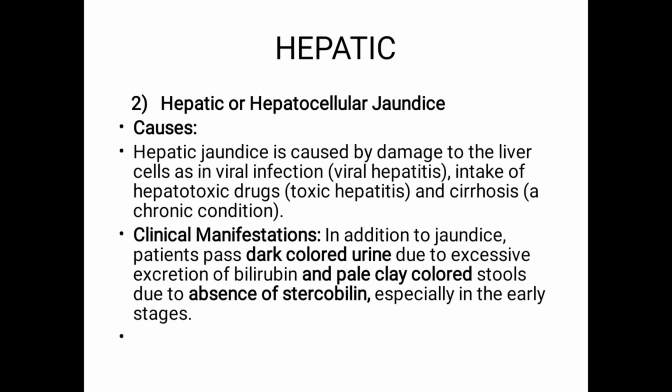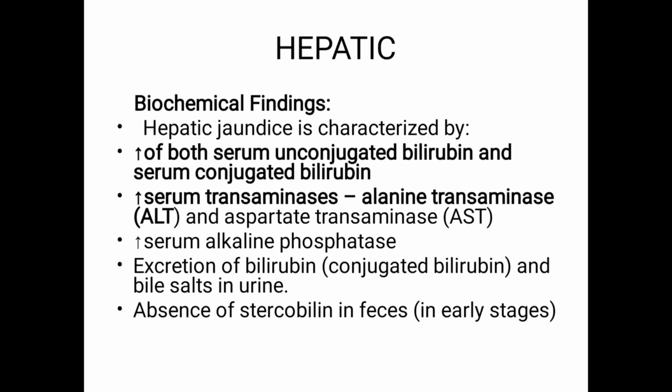So what is the clinical manifestation in this condition? There is an increase in both conjugated and unconjugated bilirubin. There is dark colored urine due to excessive excretion of bilirubin, and pale colored stool, and absence of stercobilin is the important point. So what are the biochemical findings? In prehepatic jaundice there is an increase in unconjugated bilirubin in the serum, indirect bilirubin. But in hepatic jaundice, there is an increase in serum conjugated bilirubin also, and unconjugated bilirubin also.